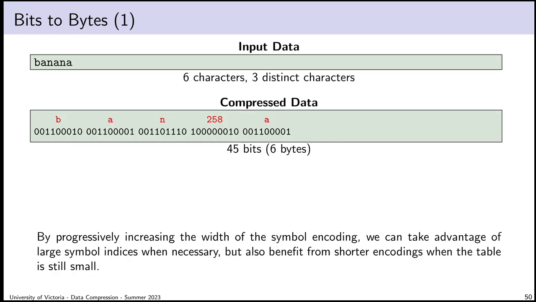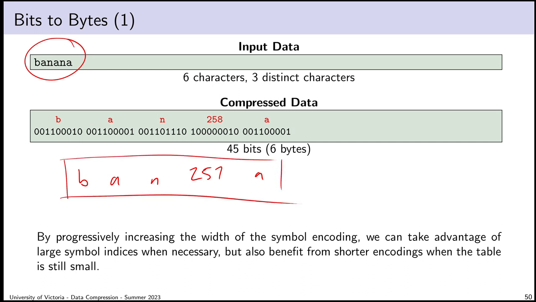So here's our very first input from the last lecture, the word banana. And we went through, step by step, how to encode that using LZW. The version that we did in the last lecture encoded a little bit different. It encoded to BAN257A. That was the version from the last lecture. I'm pointing this out to avoid people sending me emails saying there's an error in the slides. Nope, there isn't. There's just a nuance that we've just introduced.